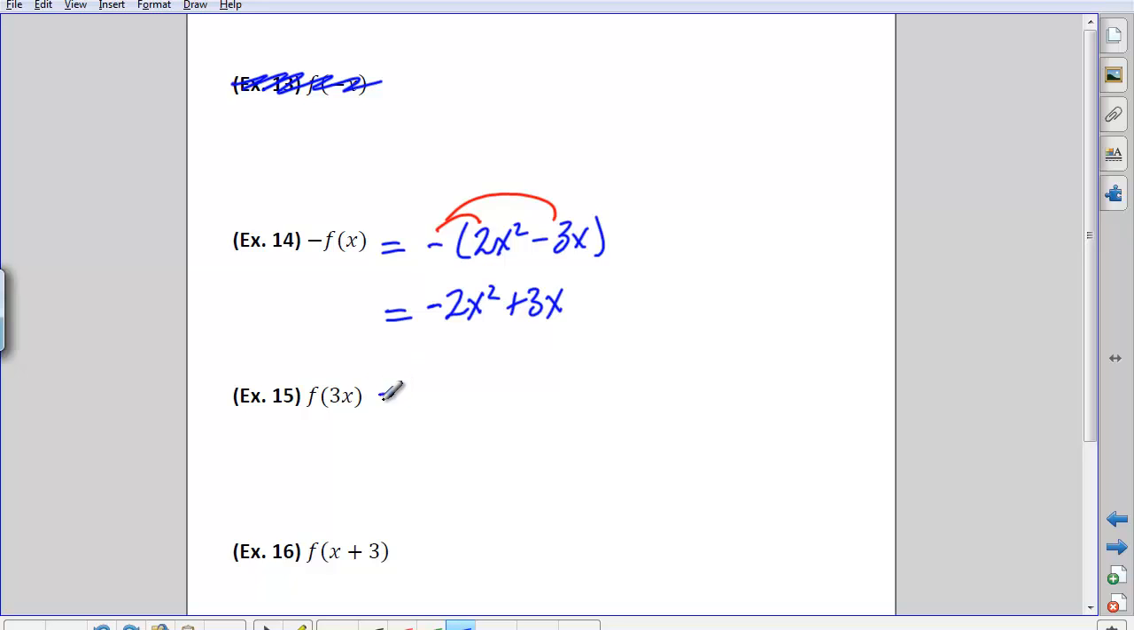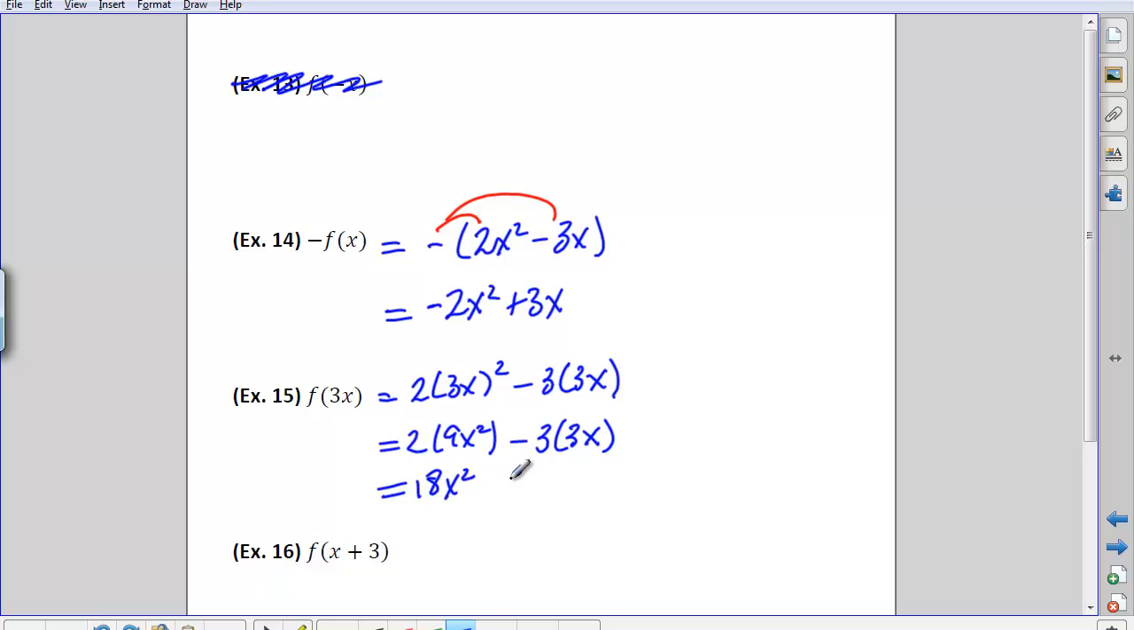F of 3x. So now every x becomes a 3x. Looks like this. Again, if you simplify this down, exponents first, that's a 9x squared. If you square the 3x, 3 squared is 9x squared. And then simplifying that down, 2 times 9 would be 18x squared minus 9x. 3 times 3 is 9. So that's f of 3x.